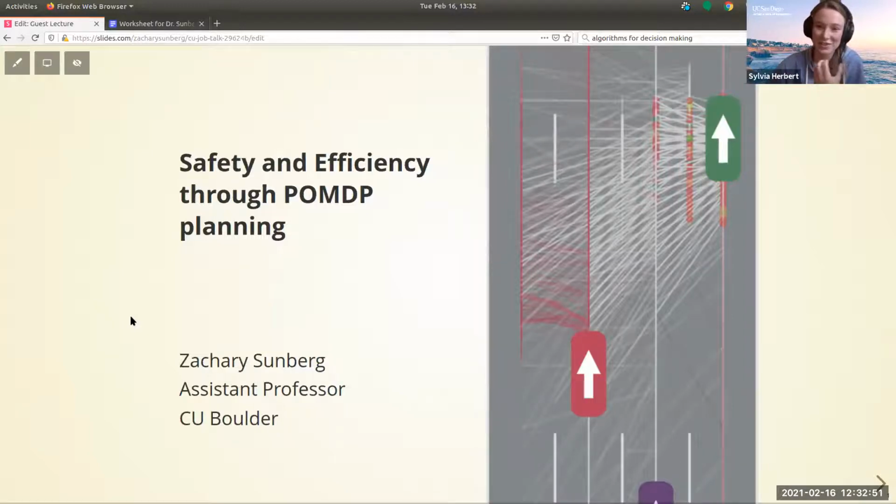And then Zach joined my group at Berkeley for his postdoc and explored a lot of things and shared a lot of knowledge about POMDPs and thinking about POMDPs and reachability and the relationships between them. And now he's a professor at CU Boulder in the Aero-Astro department. And he's doing a lot of cool work in terms of safety using POMDPs. And so given that, I will go ahead and pass it over to Zach.